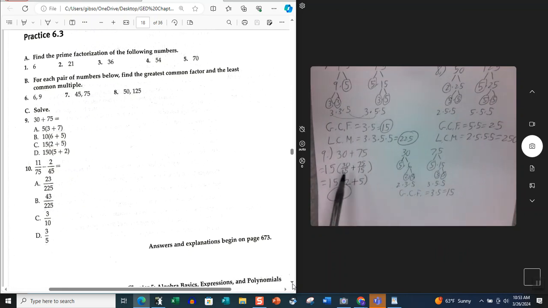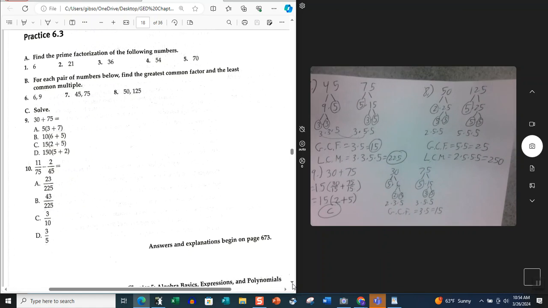Now remember, this is in your head. Typically, people would just go here, but this is what should be in your head whenever you find that greatest common factor. Now for number 10, we got 11 over 75 minus 2 over 45. So basically what they want us to do, they want us to find the common denominator of 75 and 45. And they want to do it by doing a least common multiple. Now, a lot of you, when you were taught in school, they had something called least common denominator. It was just the least common multiple just at the bottom of the fraction.